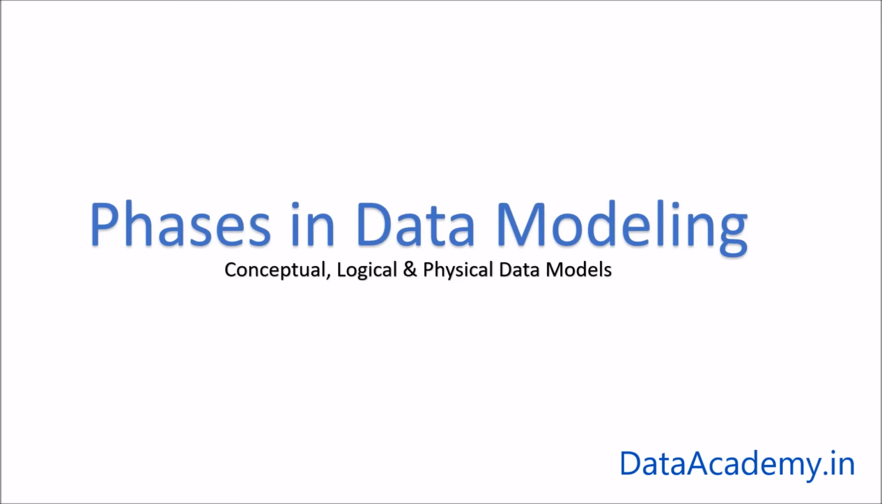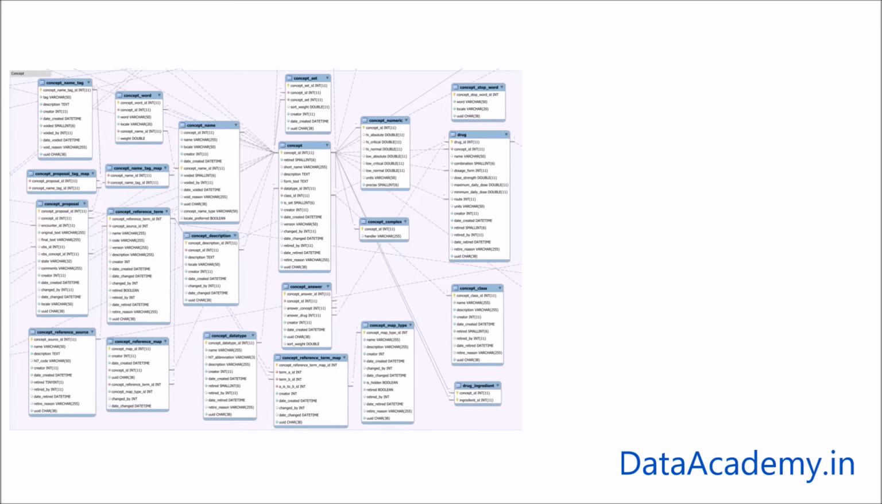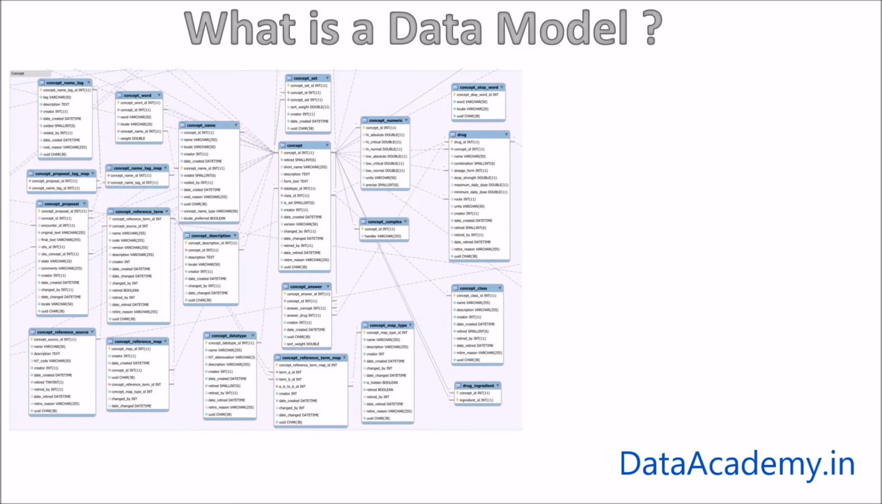Hi, in this video, we are going to learn about different stages of a data model. But first, what is a data model? A data model is simply a diagram that displays a set of tables and the relationship between them.